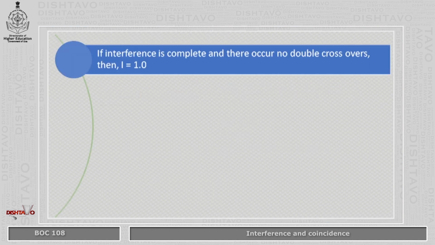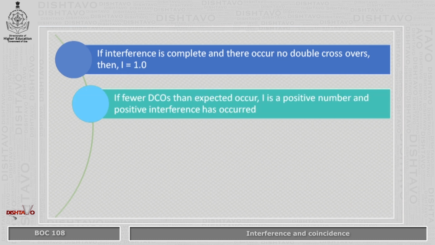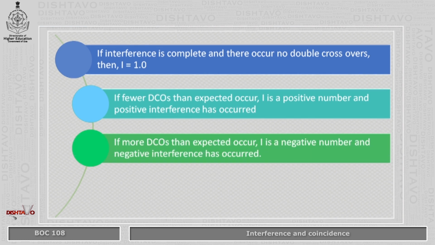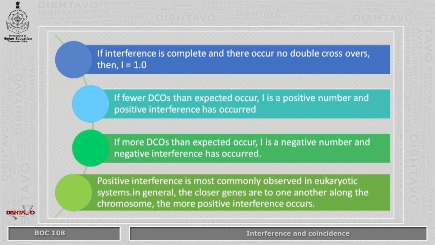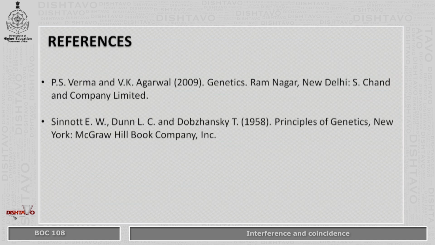If interference is complete and there occurs no double crossover, then the value of interference is 1. If fewer double crossovers than expected occur, interference is a positive number and positive interference has occurred. If more double crossovers than expected occur, interference is a negative number and negative interference has occurred. Positive interference is most commonly observed in eukaryotic systems in general. The closer genes are to one another along the chromosome, the more positive interference occurs.